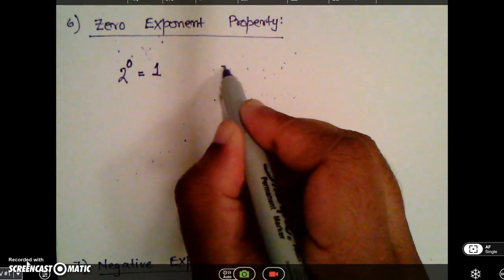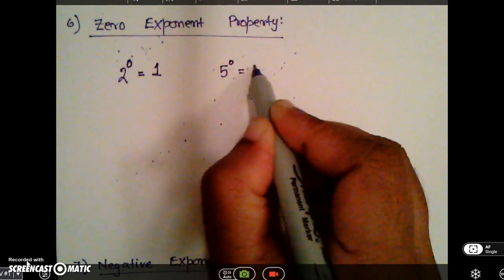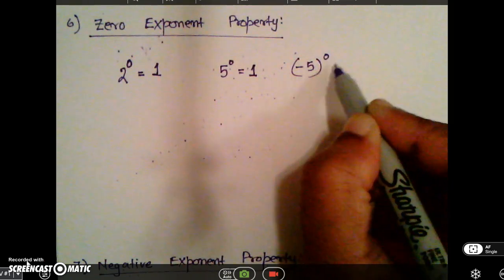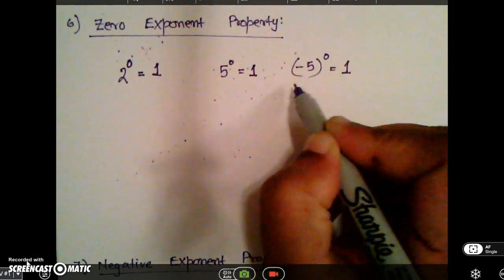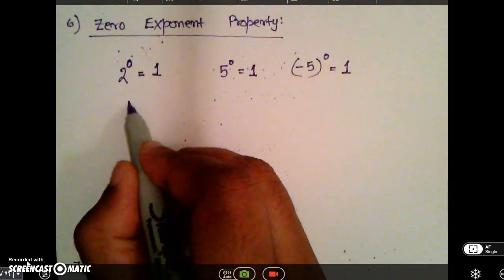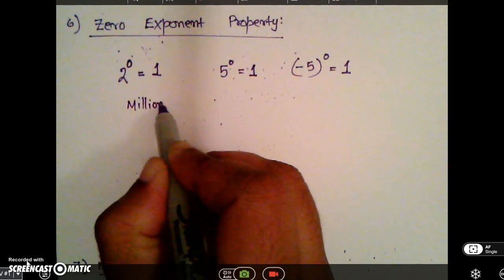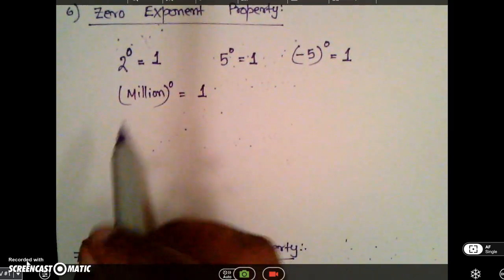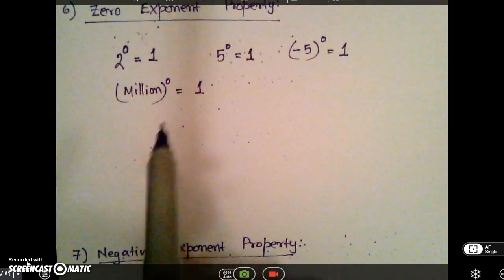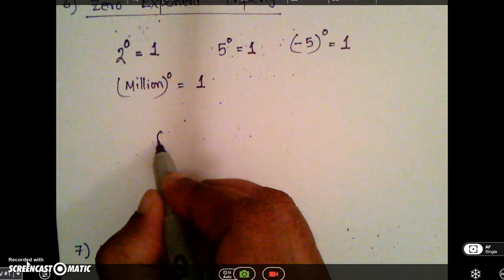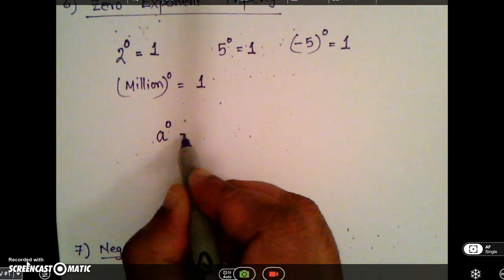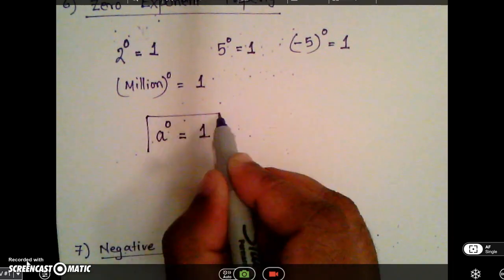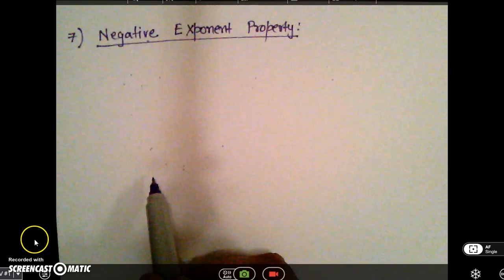So 5 raised to the power of 0 is also 1. Negative 5 raised to the power of 0 is also 1. A million raised to the power of 0 is 1. Alright, how did this happen? We will discuss this in class. So in general, if I have to write it, a to the power of 0 is 1. So that's my zero exponent property.